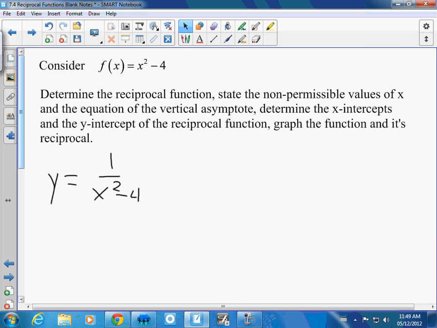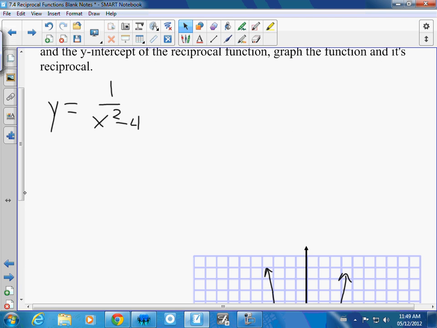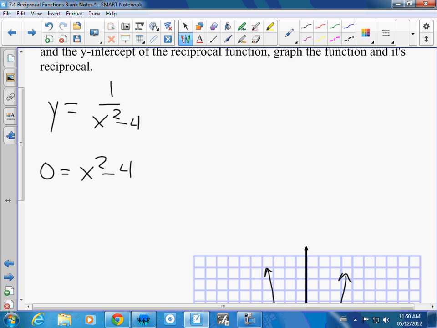Okay, now, basically what we want to know is what the NPVs are, so we can't have 0 on the bottom. So we can't have 0 on the bottom. So 0 can't equal the bottom. Now, what do you notice about this? Somebody said this before. It's the difference of squares, right? So 0 equals x plus 2, x minus 2. So what can x not be? Plus or minus 2, because those are NPVs.